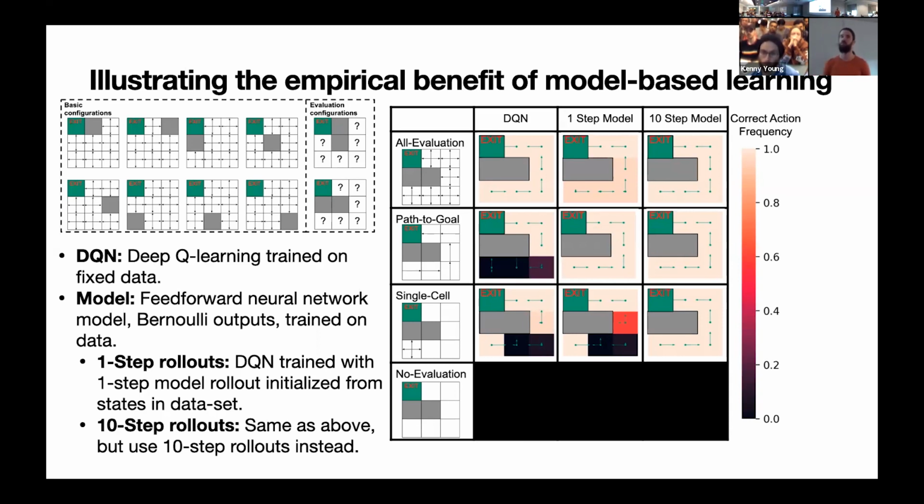But on the other hand, the 10-step model is actually able to succeed because it's able to take that initial state, imagine the next state and the next state after that, and fill in all the missing states and all the missing transitions needed to correct the value function in this case.